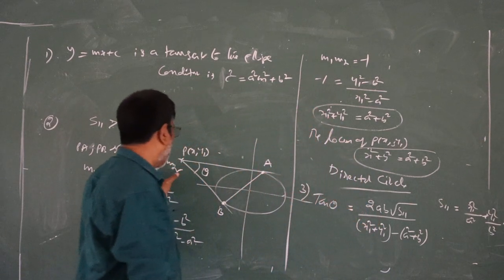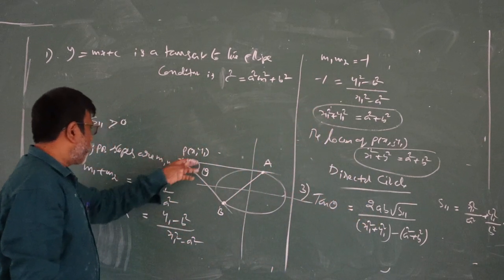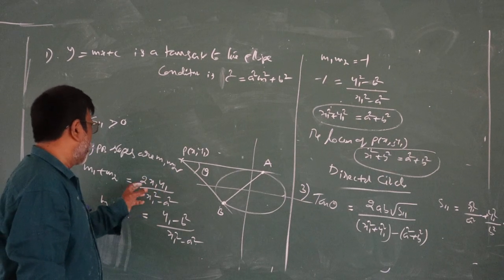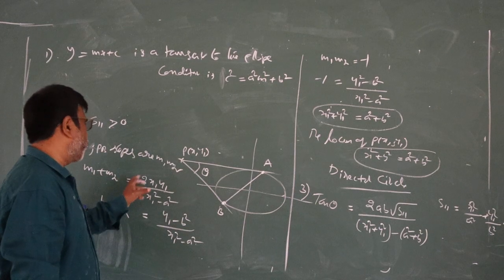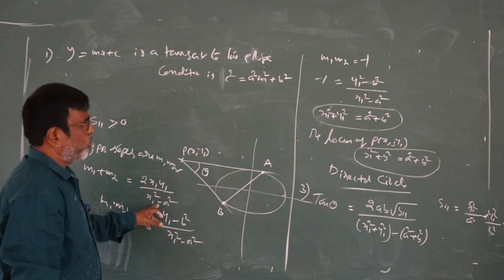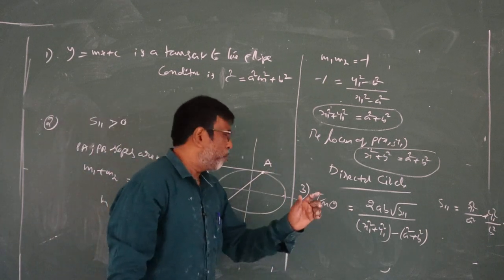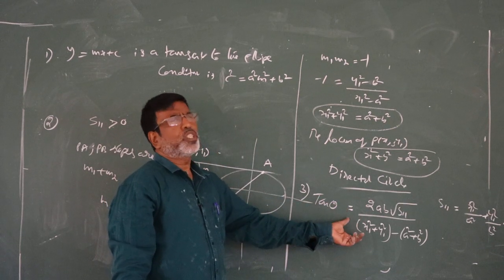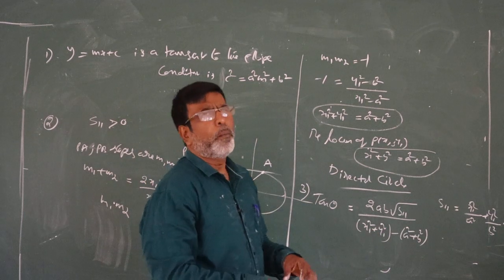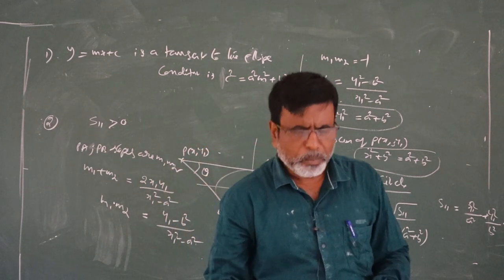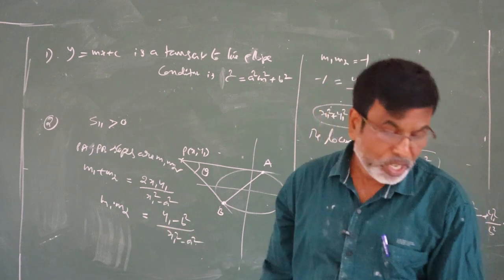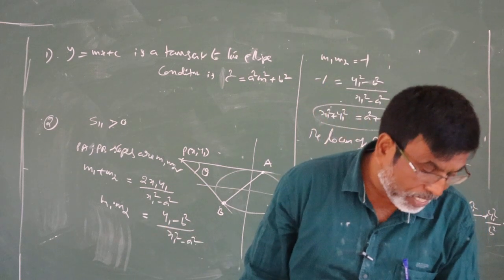Two tangents are drawn, so the slopes are m1 and m2. Generally they ask about the director circle. The sum of the slopes is 2x1y1 by x1 square minus a square. The angle between them, tan theta, equals 2ab into root S11 by x1 square plus y1 square minus a square plus b square. This is about the tangents.